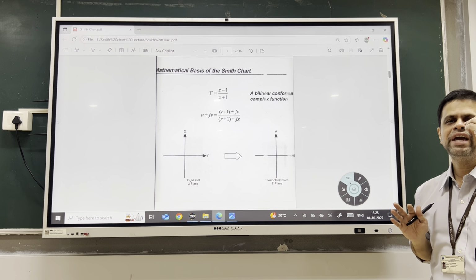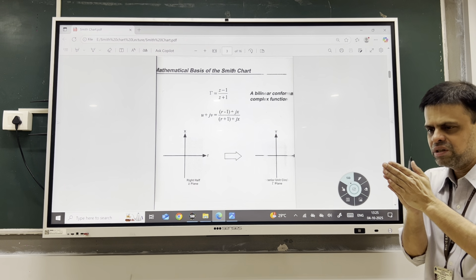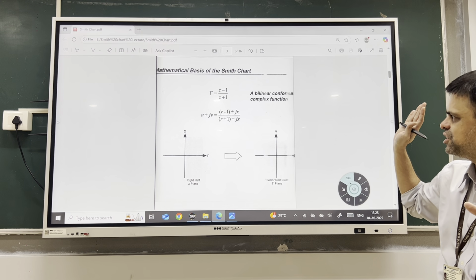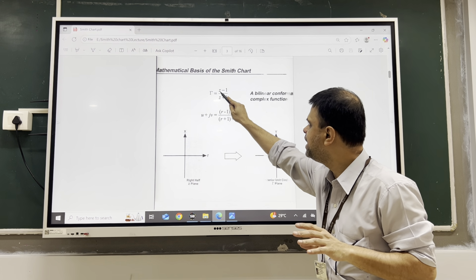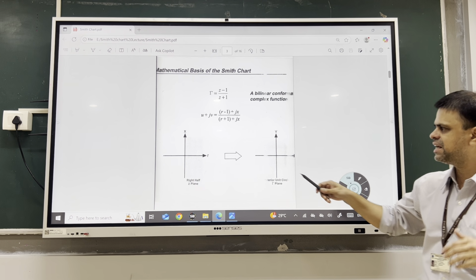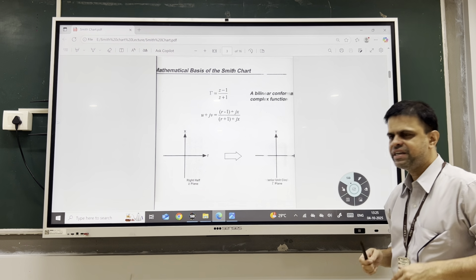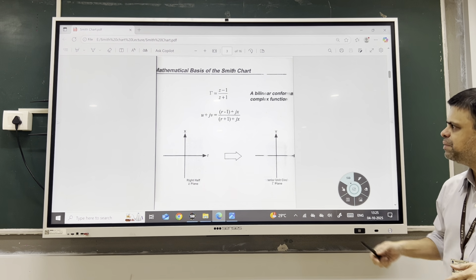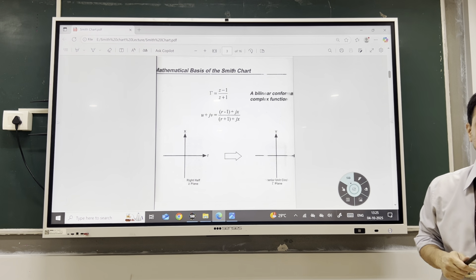Then how does gamma vary? The limiting conditions are infinity and short circuit. If Z is equal to 0, it becomes a short circuit condition, because that is the extreme point over here. If Z is equal to 0, then it becomes a short circuit condition. That means gamma is -1 for that.